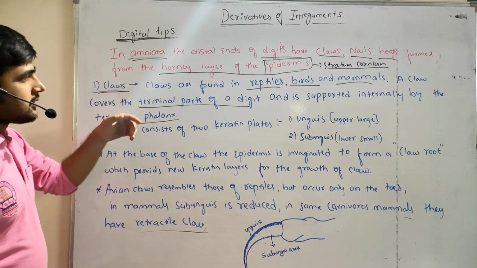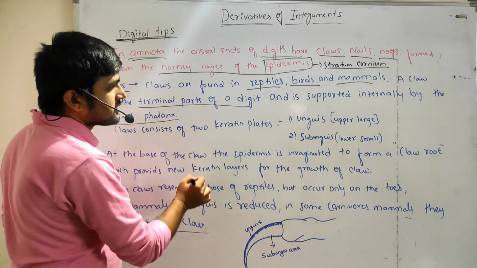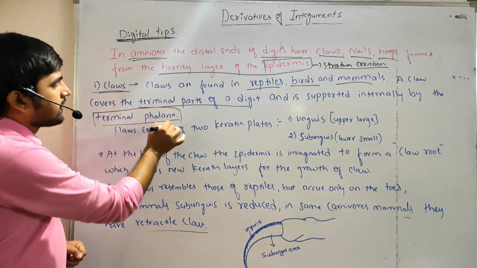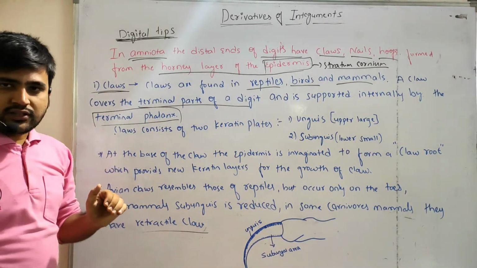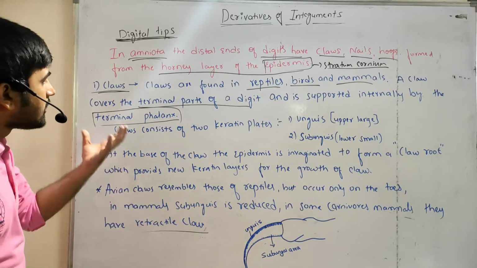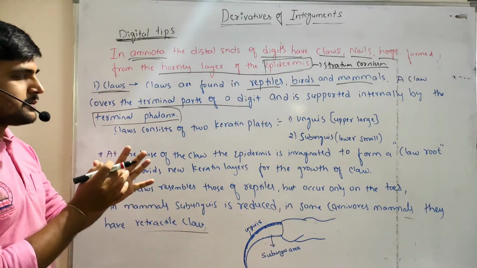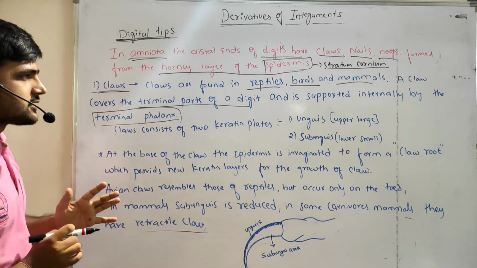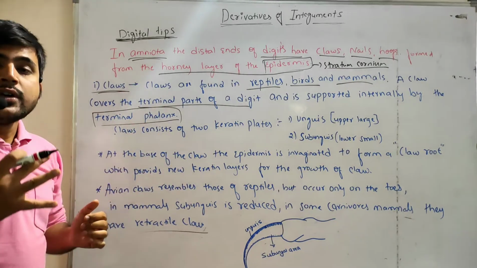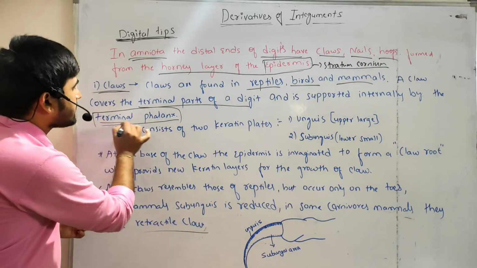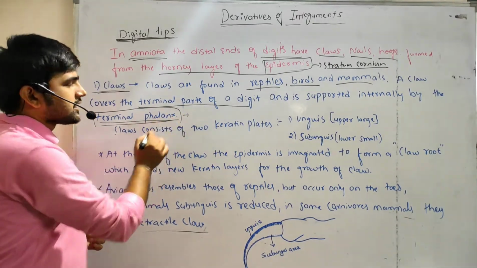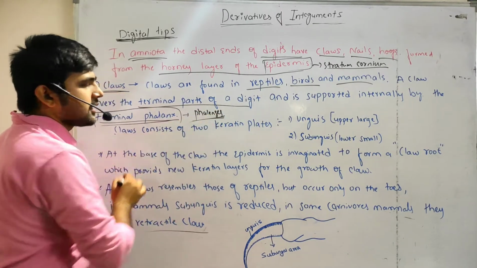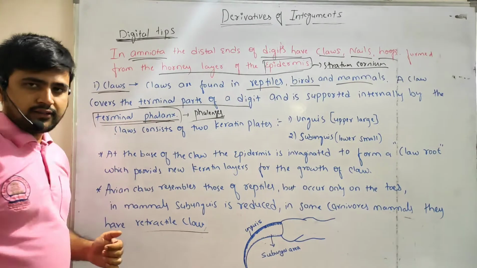The claw covers the terminal part of the digit and is supported internally by the terminal phalanx. Claws are structures which cover the terminal part of the digits. They cover only the terminal parts of the digits and get support internally from the terminal phalanx. Phalanx is the singular word; phalanges is the plural form.